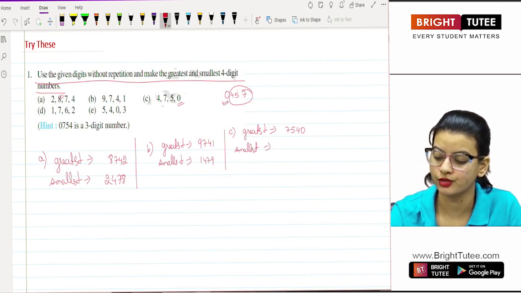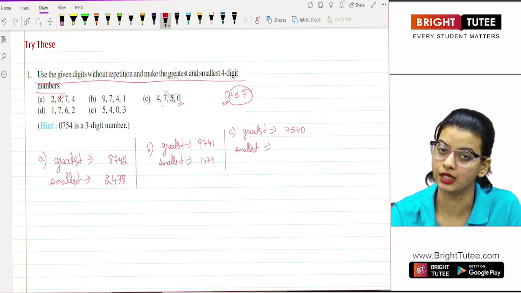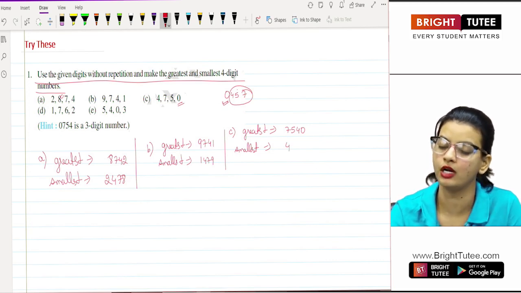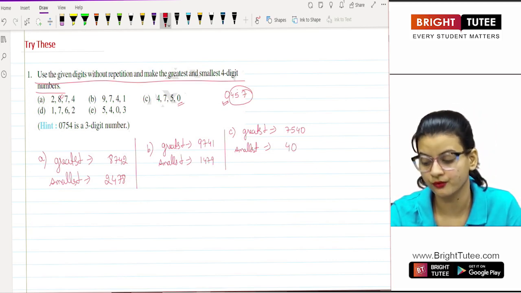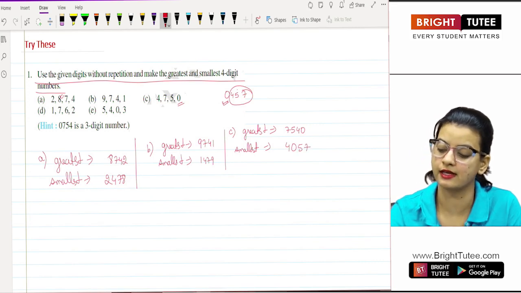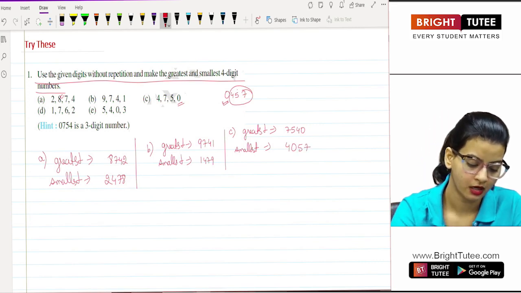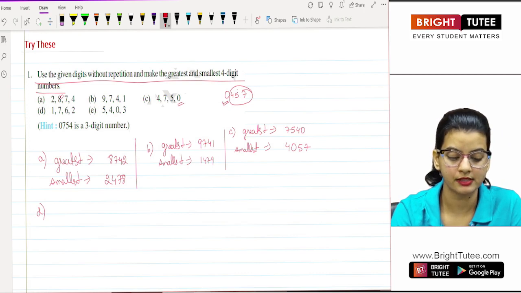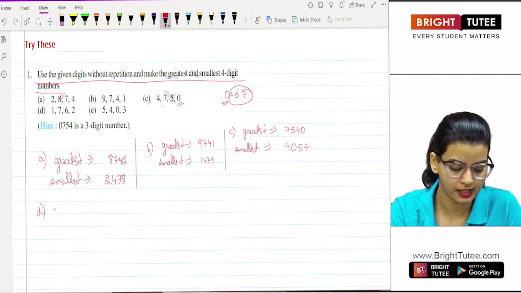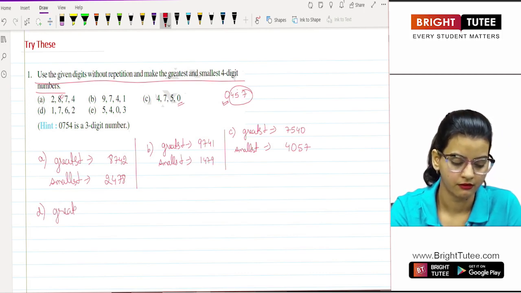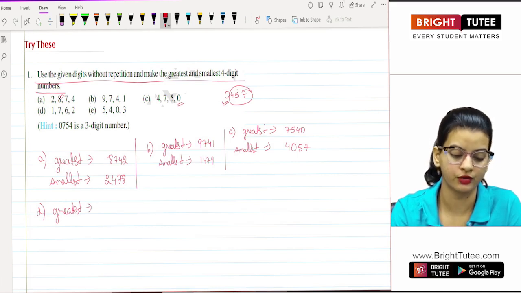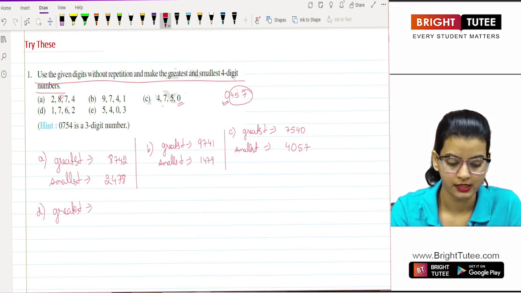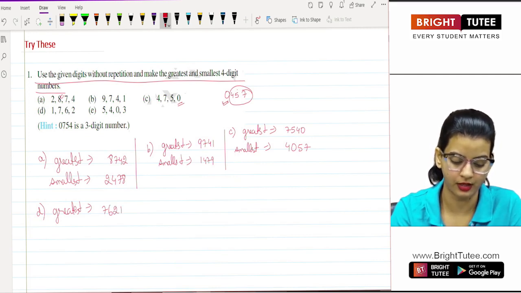So what are we going to use? We are going to use the next smaller digit in the thousands place, that is 4. And then we can use 0 and then 5 and then 7. So this is the smallest of all. Next is 1762. For the greatest, we are going to use 7, then 6, then 2 and then 1.